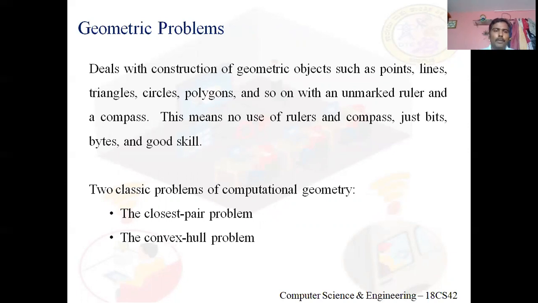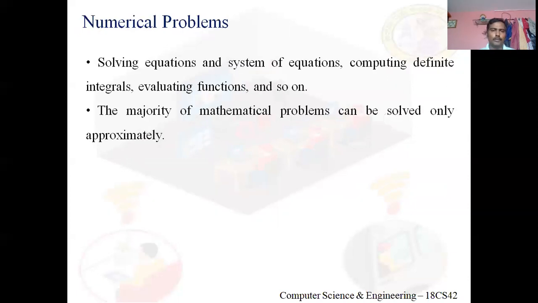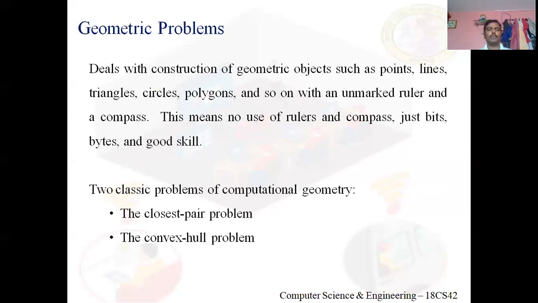Now, geometric problems. They deal with geometric objects. We have studied points, lines, triangles, circles, polygons, and so on. I need to design algorithms on geometrical shapes. There are 2 very important problems: the closest pair problem and the convex hull problem. We will discuss these in detail.